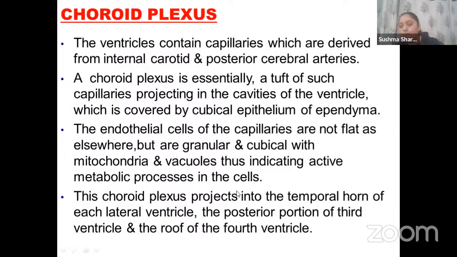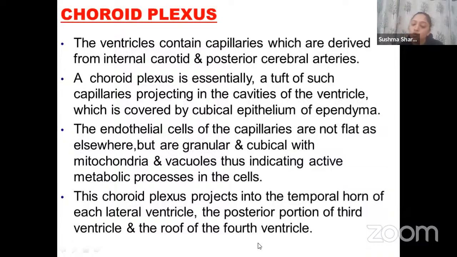What is the take home point over here? The endothelial cells in choroid plexus are not dead. They are not flat, and it is not that they are not doing any activity. Rather, they are granular and cubical, and they have mitochondria and vacuoles, which indicates that there is an active metabolic process in the cells. Right.